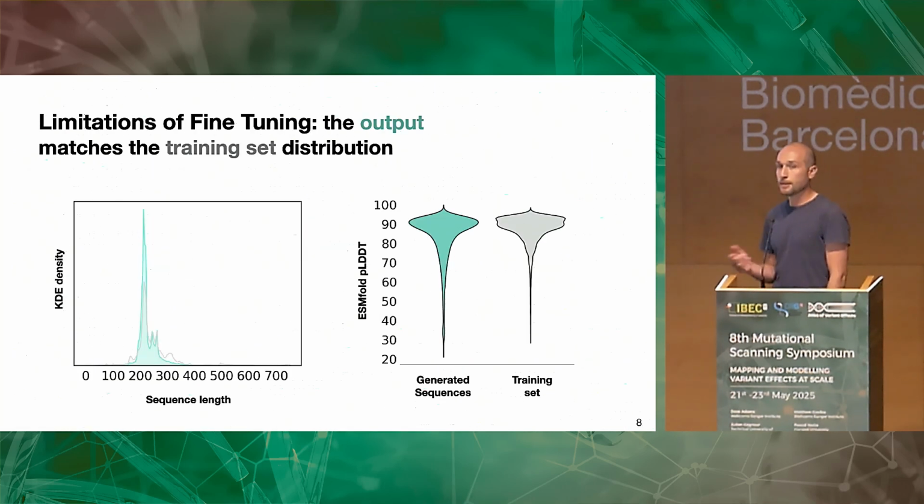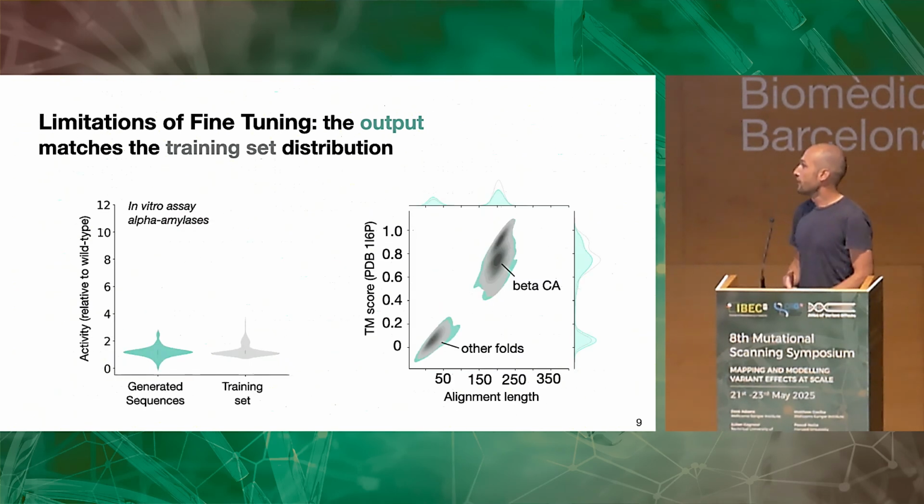If we compare the distribution of the outputs and the distribution of the features of the training set, the two completely match. This is true, for example, for the sequence length, for the pLDDT, for the activity, and also for the TM score. This situation is far from ideal, because in the case of protein design, we want to sample proteins that are very rare in the protein space, that have very high features, for example, very high activity. And if we sample from such a distribution and we want to sample very rare events, it would take a lot of compute to sample these elements, if ever this is possible, actually.